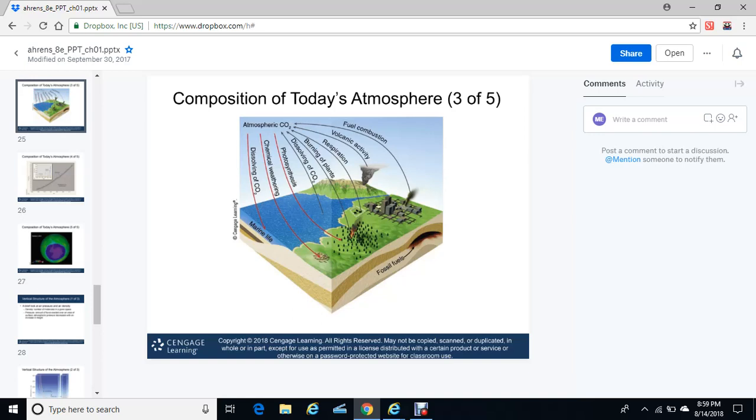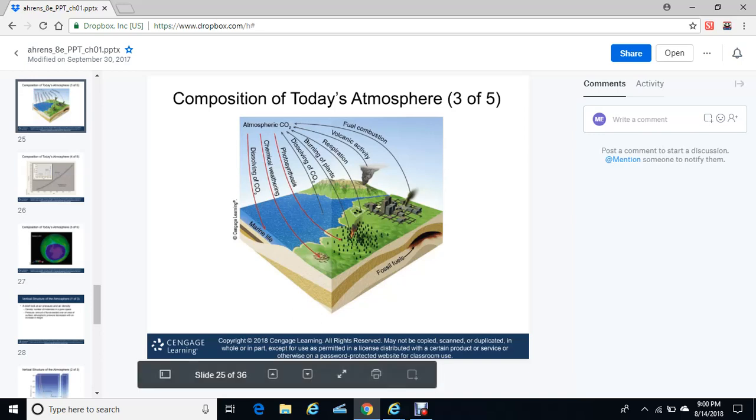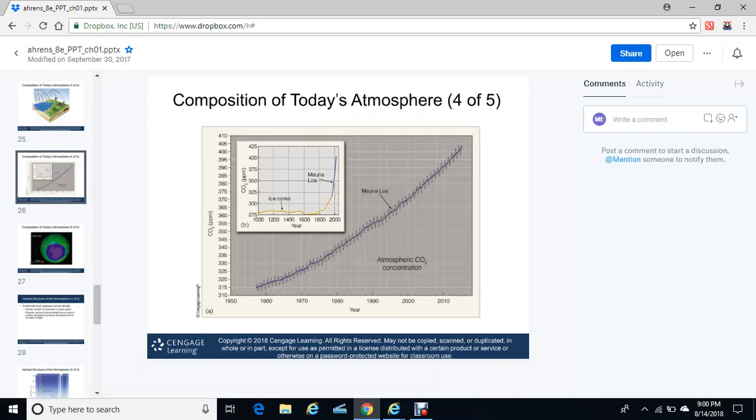The ash and the sulfur dioxide can have a major role in the weather. And then fuel combustion from major plants. Here's a composition of today's atmosphere. This is showing you carbon dioxide.